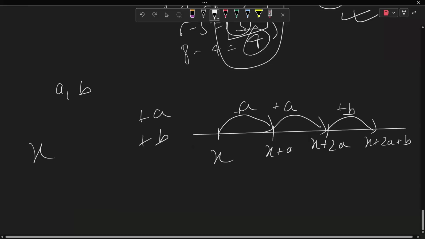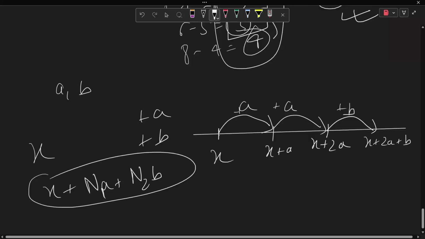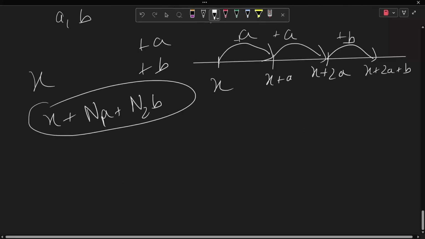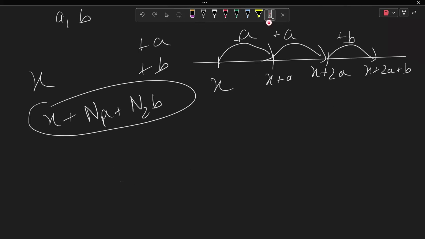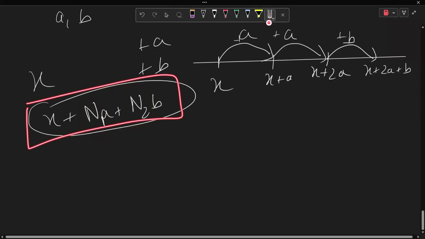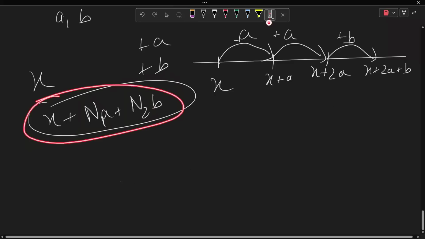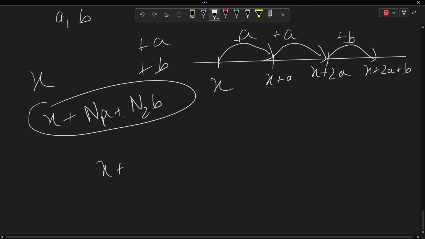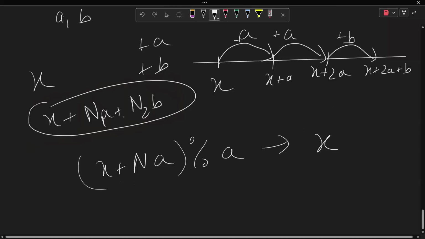So if you have X initially, finally you would have X plus N1 times A plus N2 times B, if you have performed the A operation N1 times and the B operation N2 times. So any value would be something like this. Now, when you had only A, it was X plus N times A, and modulo A would always be X here. It is constant. Your modulo A was constant here.